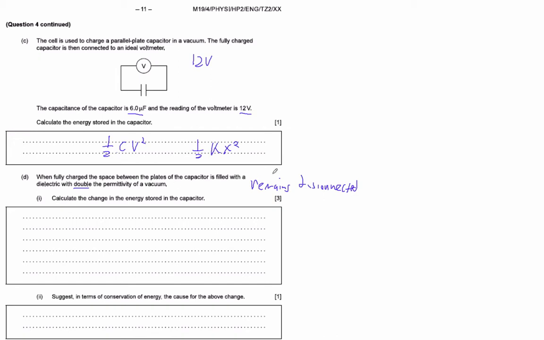Okay, do we understand that? Because what is the formula for C? It's epsilon naught area over D, right? So if you double this, if it's twice the permittivity, it's just twice that, right? So what are you going to do here?